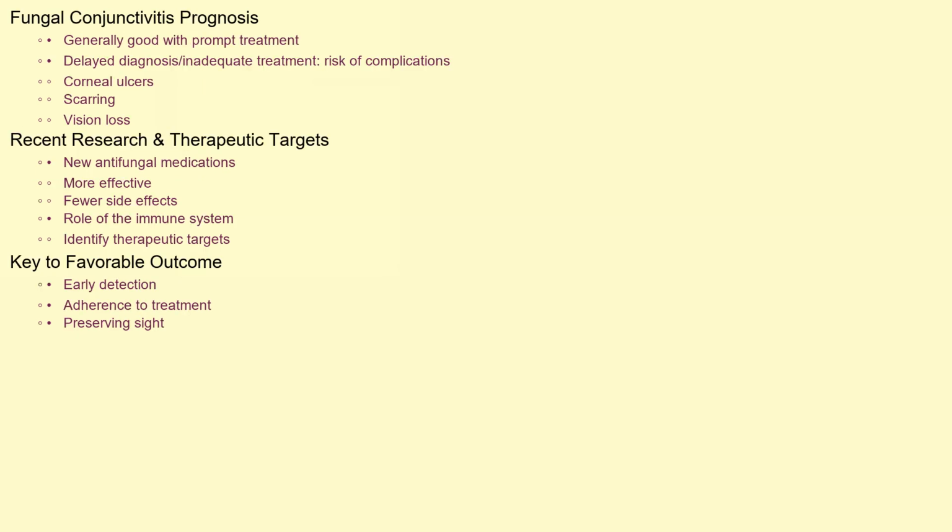The prognosis for fungal conjunctivitis is generally good with prompt and appropriate treatment. However, delayed diagnosis or inadequate treatment can lead to complications, such as corneal ulcers, scarring, and even vision loss. Recent research focuses on developing new and more effective antifungal medications with fewer side effects. There's also ongoing investigation into the role of the immune system in fungal eye infections, aiming to identify potential therapeutic targets. Early detection and adherence to treatment are key to achieving a favorable outcome and preserving your sight.